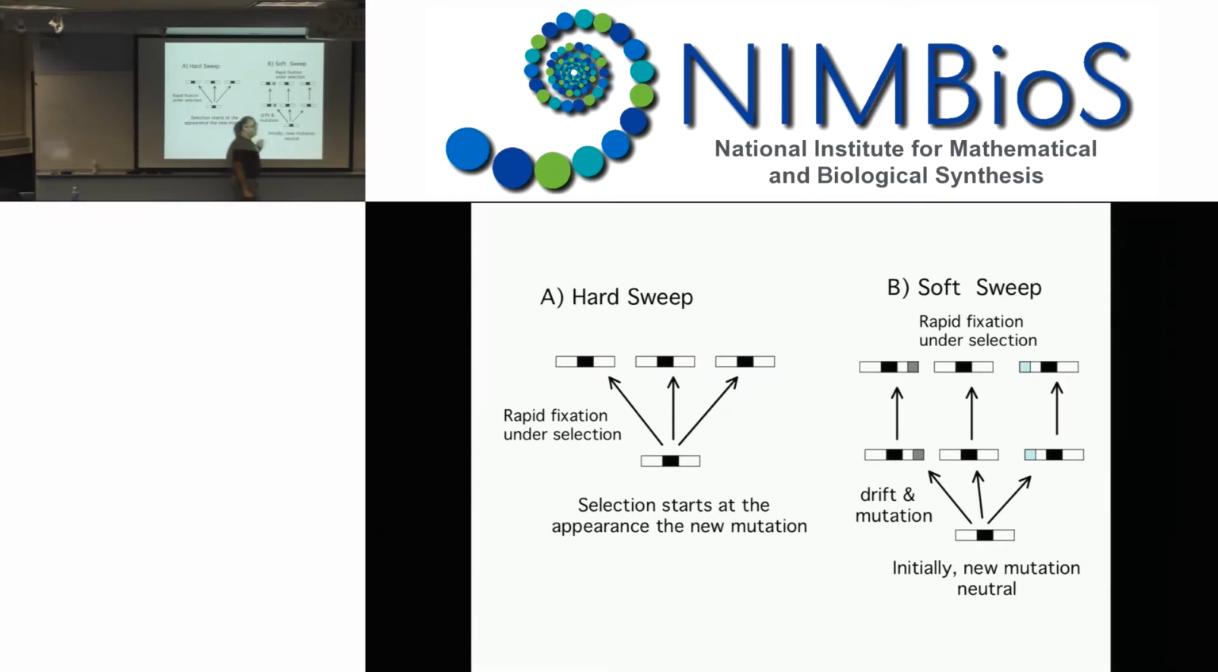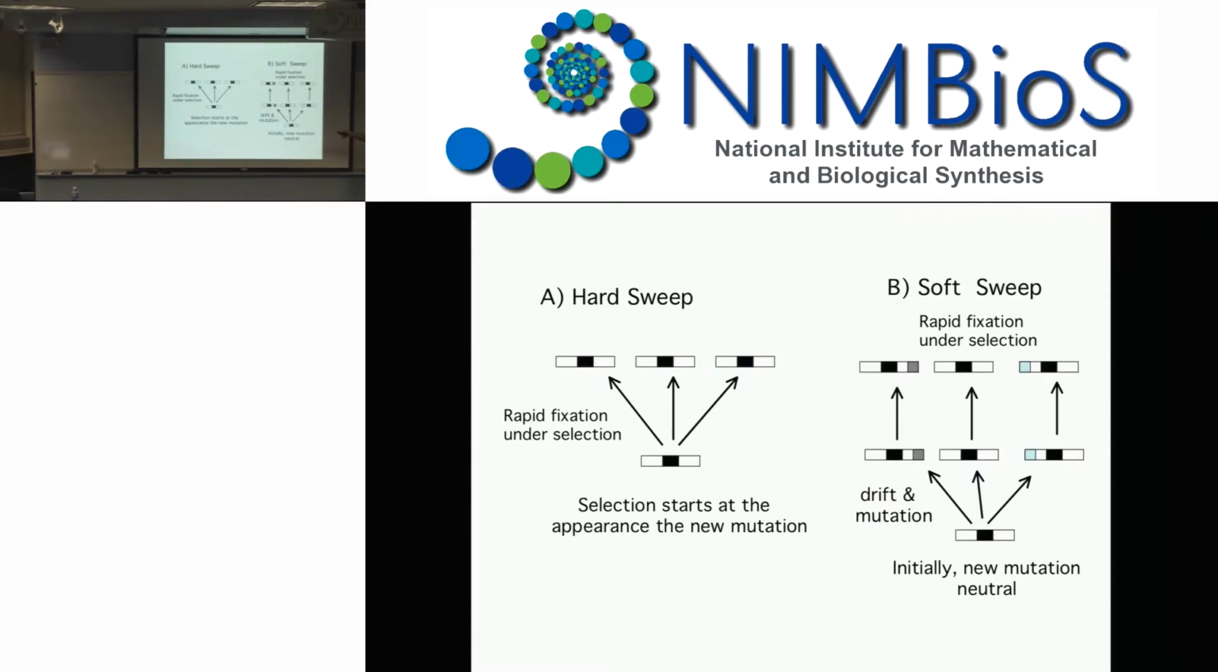Contrast that with a soft sweep. In a soft sweep, a mutation arises and it's neutral, or if it's deleterious, it's only mildly deleterious. So it hangs around. If it's really deleterious, it gets removed and it has to wait to reappear until the population makes it favorable. So because it's around, it drifts around. If it drifts around long enough, it's now on several different backgrounds. Now, at this point, selection favors it. And so now I see three different haplotypes. There's a collection that are fixed, and I see a very different signal.